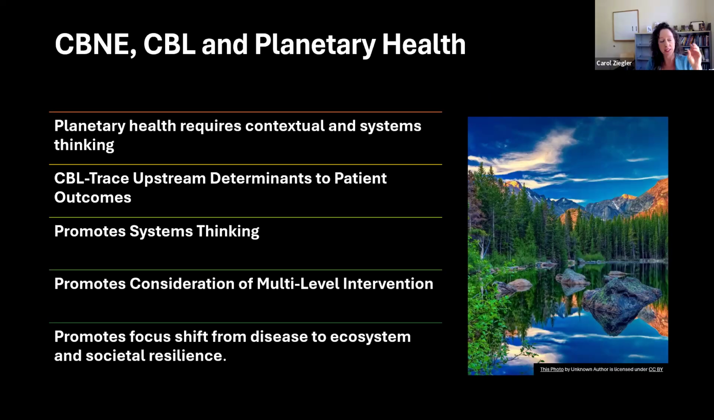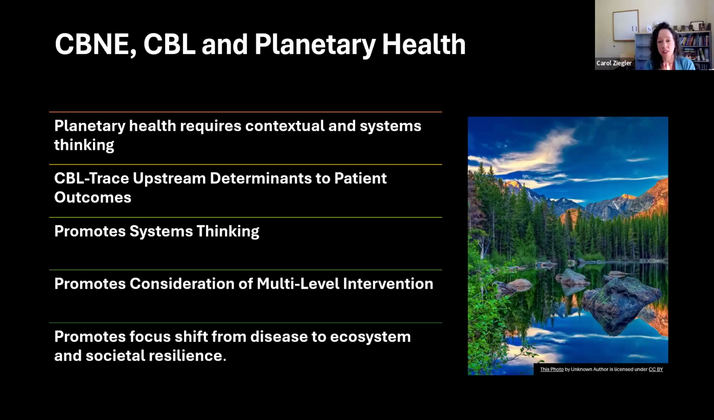And so we have competency-based nursing education, and I'm going to mix these up, y'all, I'm sure. Case-based learning and planetary health. So planetary health really requires this contextual and systems thinking, right? It's so broad. It is literally everything under the sun, right? And then we have case-based learning, which sort of traces those upstream determinants to patient outcomes. It promotes systems thinking and that consideration of multi-level interventions. And then it really helps students shift from disease process thinking to sort of ecosystem and societal resilience thinking.